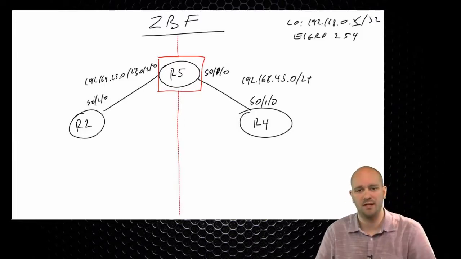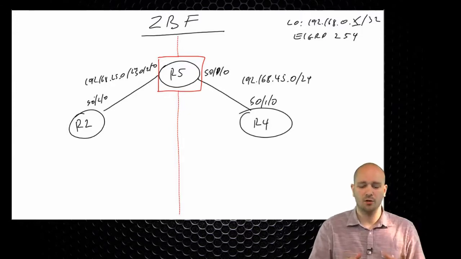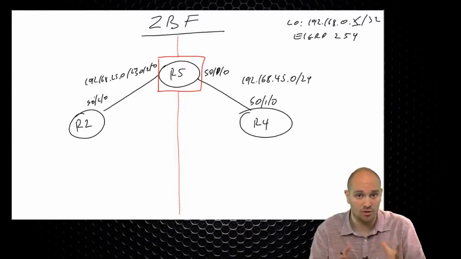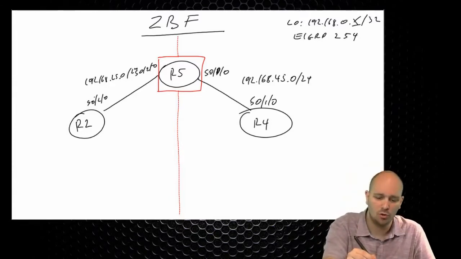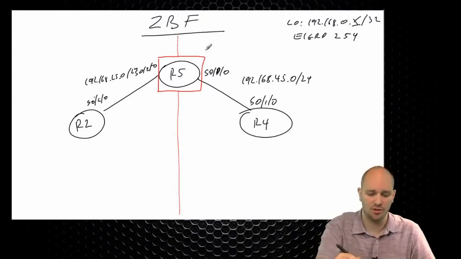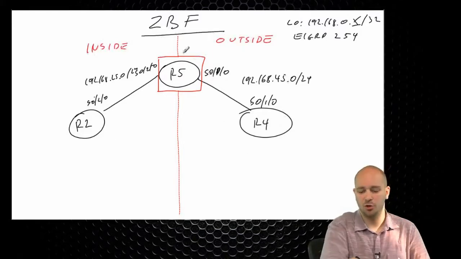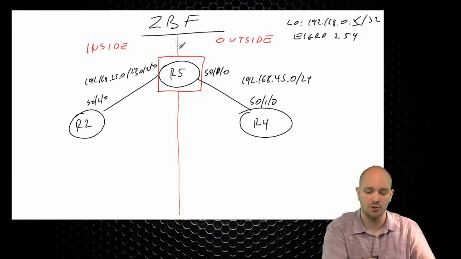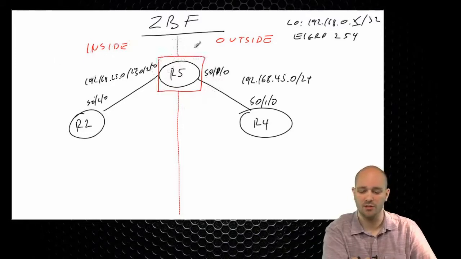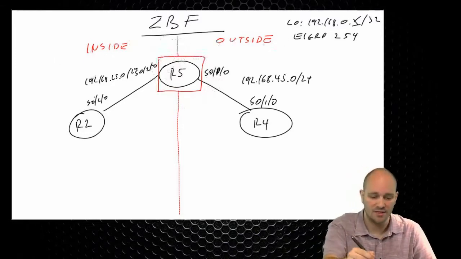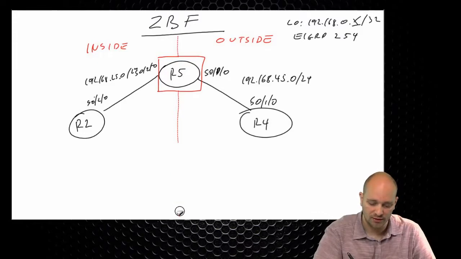And when we are dealing with stateful firewalls, we always have to think of the zones, and this is exactly what the zone-based stands for. So we are going to divide our network into 2 zones. You can call them whatever you like, but I'm going to use the traditional names. Let's say that this is going to be the inside of our network, and this is going to be the outside of our network. So I'm going to create 2 zones on R5, one that is going to be dealing with the inside, and the other one that is going to be dealing with the outside. And these are the rules that I want to allow.